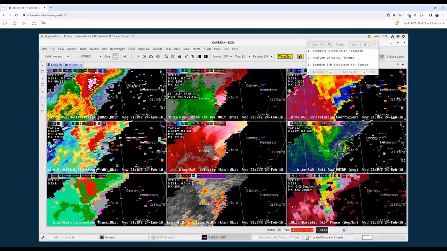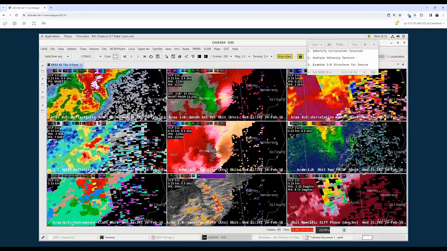But then the question becomes, in a case like this, what would you do about a warning decision if you didn't have a warning out at this point? And what I really try to encourage people going through RAC is that you have a day where it is a favorable tornado environment. The reflectivity structure definitely looks like supercell.